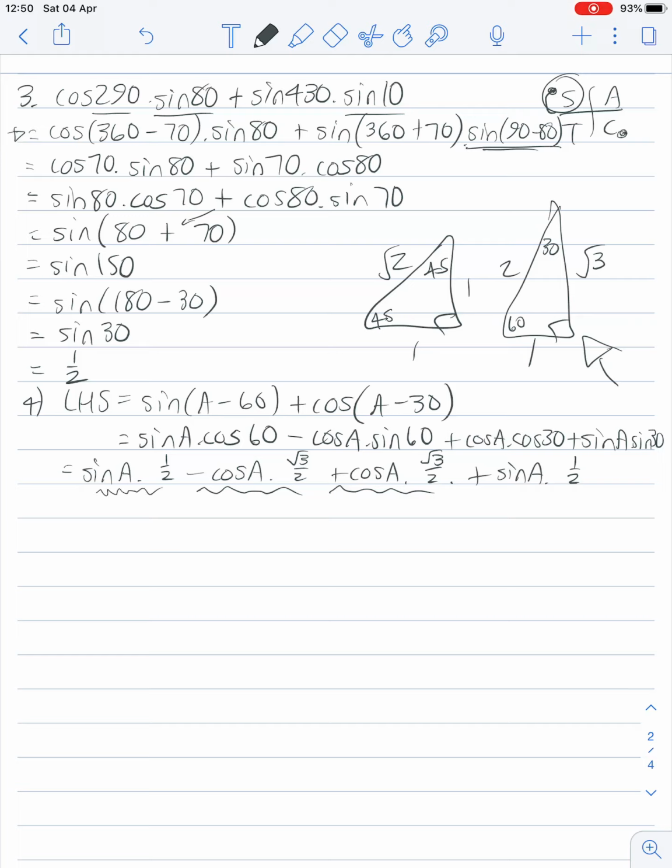What have I got over here? I've got a half sine A, and I've got another half sine A. So together I'm going to have 1 sine A. Obviously you don't have to write the 1, which now we can write the beautiful thing, equals RHS. Okay, good stuff.